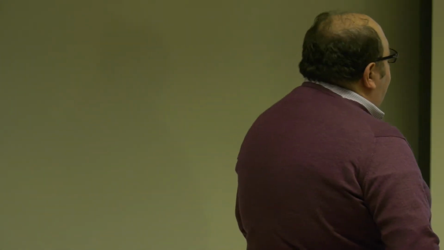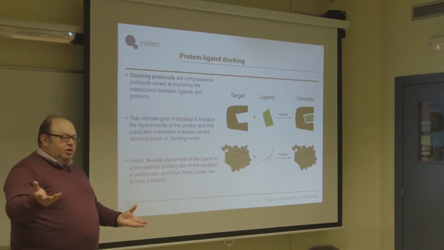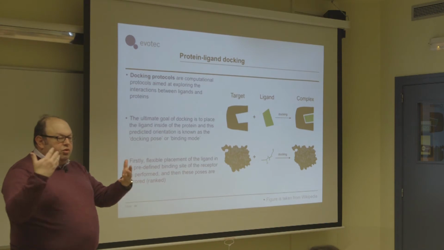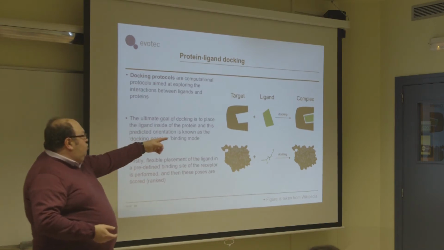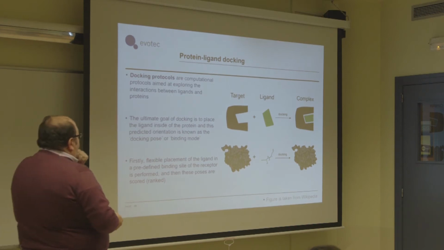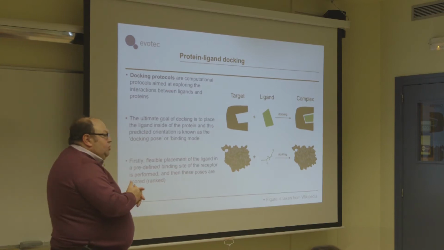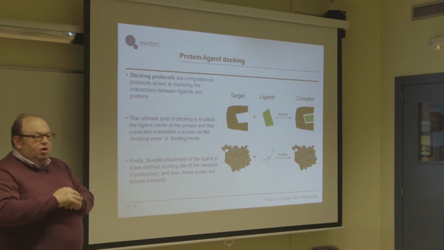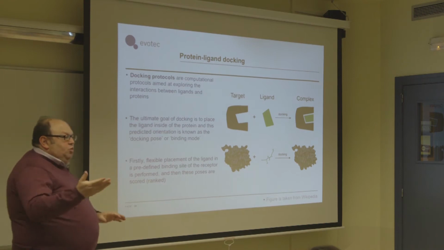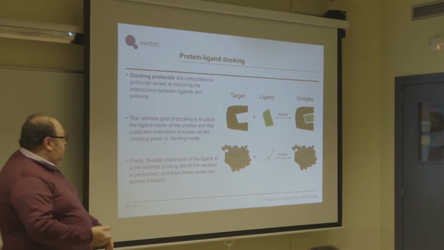Okay, so you have a protein, so what? What do you do with the protein? What we care about is to understand how our key works with our lock. We want to bring them together with a process called docking. Docking is a set of computational protocols aimed at exploring the interaction between ligand and protein. We want to understand how our protein and our ligand interact with each other. So we need to take our protein, take our ligand, and bring them together.